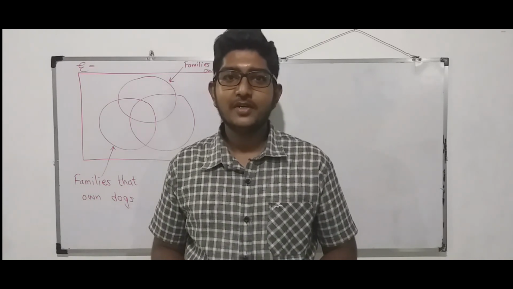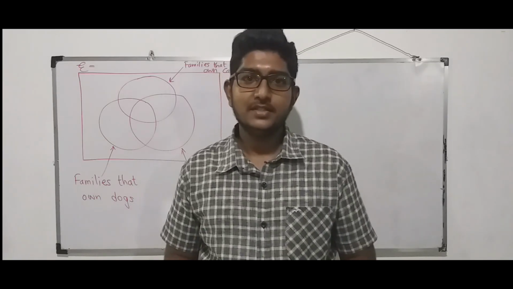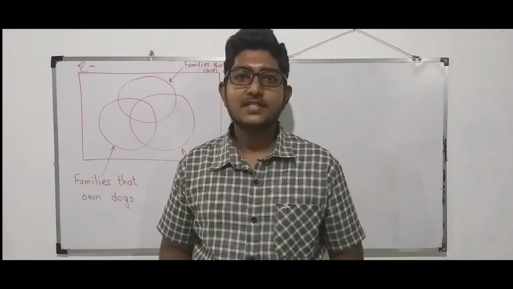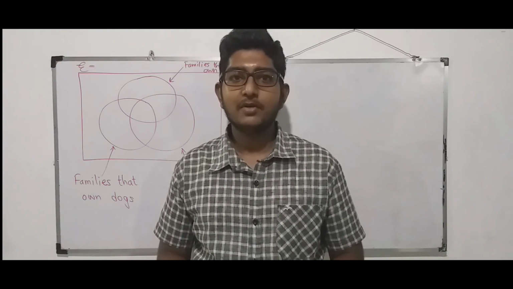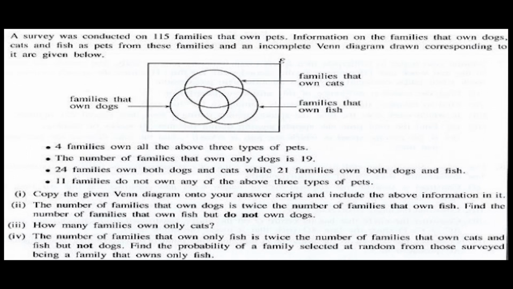In this video, I'm going to discuss a 2019 set question. In the 2019 O-level examination paper, a set problem was given as question number 11. So first let us read that question. A survey was conducted on 115 families that own pets. Information on the families that own dogs, cats and fish as pets from these families and an incomplete Venn diagram corresponding to it are given below.